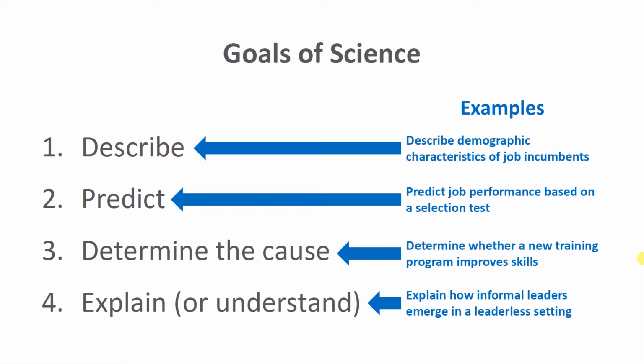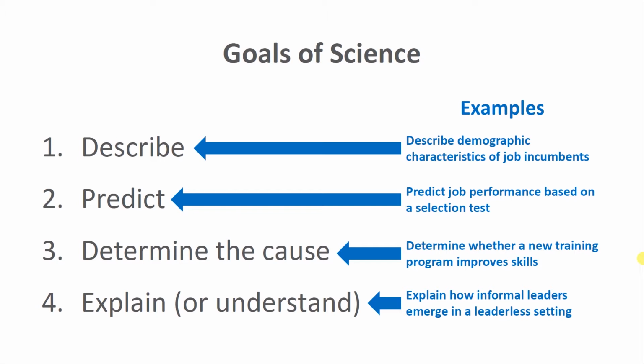Now, the third goal is determine the cause. And with the cause, an example would be determining whether a new training program actually improves skills. And we could actually use a randomized controlled trial, or in other words, a true experimental design, let's say, where we have a true control group and we have a treatment group, which would be the new training perhaps. And then we randomly assign employees to one of those 2 groups. And then afterwards, we give them all a post-test or a post-assessment and see whether people learn more in the new training program or whatever we're considering to be the control or the comparison group.